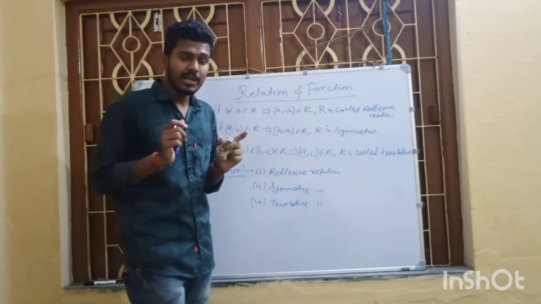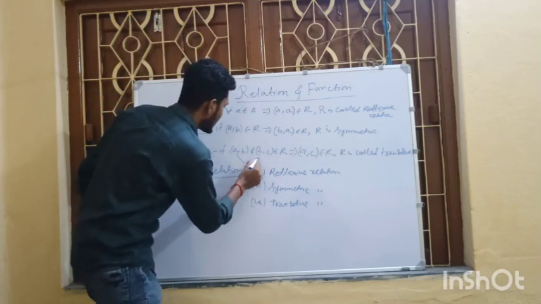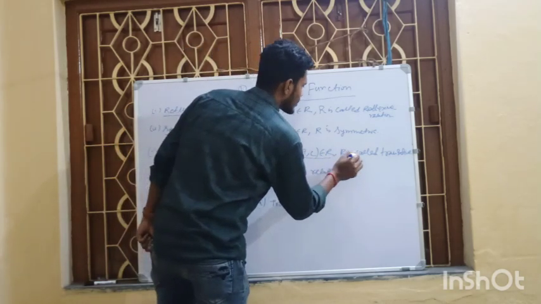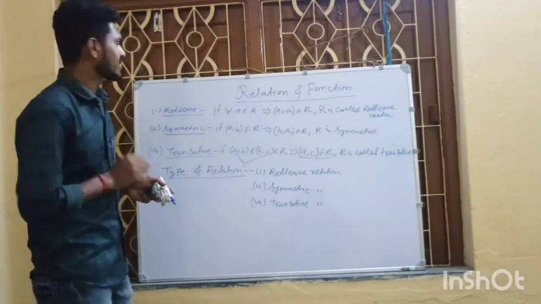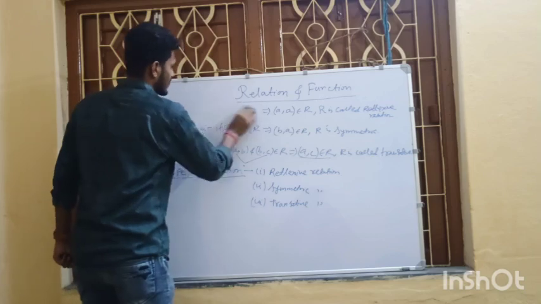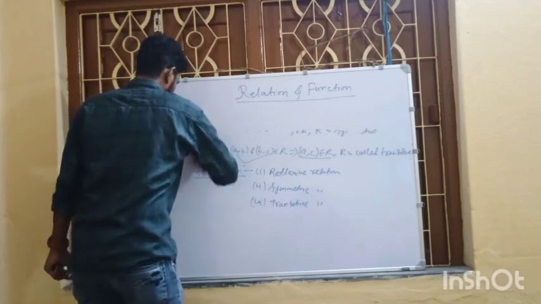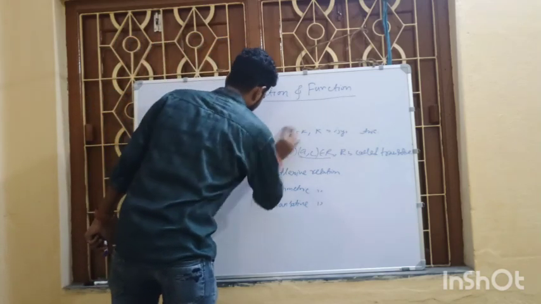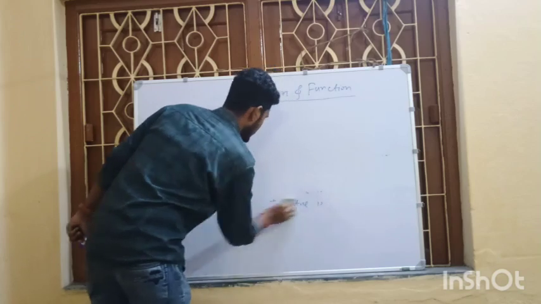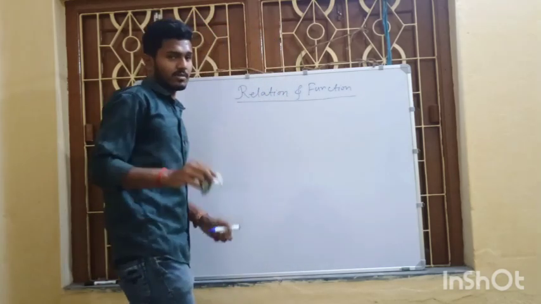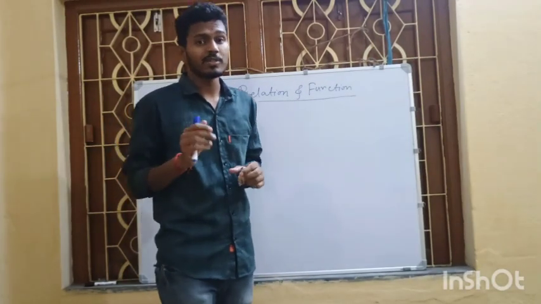And the third: if (a, b) and (b, c), these two ordered pairs, belong to R, then their combination, that is (a, c), also belongs to R, then R is called a transitive relation. That is the three types of relation. And the next topic is function. So the next topic is, what is a function actually?